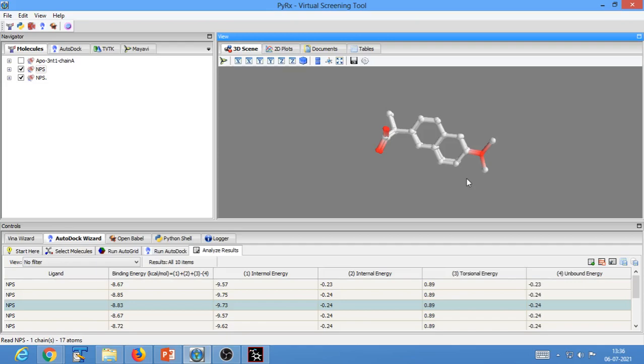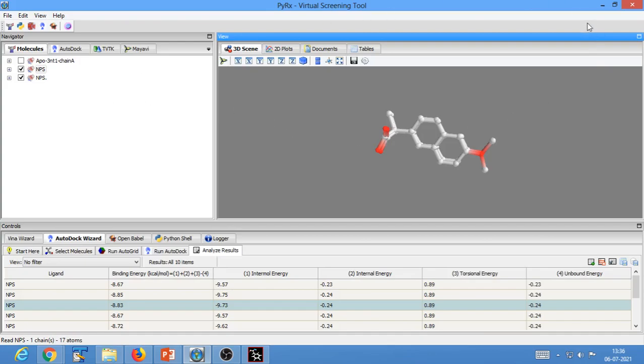Okay, and if the RMSD value is low, you can say that your validation protocol is successful. That is, your software has successfully predicted the experimental pose, or it was successful in reproducing the experimental pose as such. Okay, so you don't have to calculate the RMSD value between the experimental pose and your predicted pose.